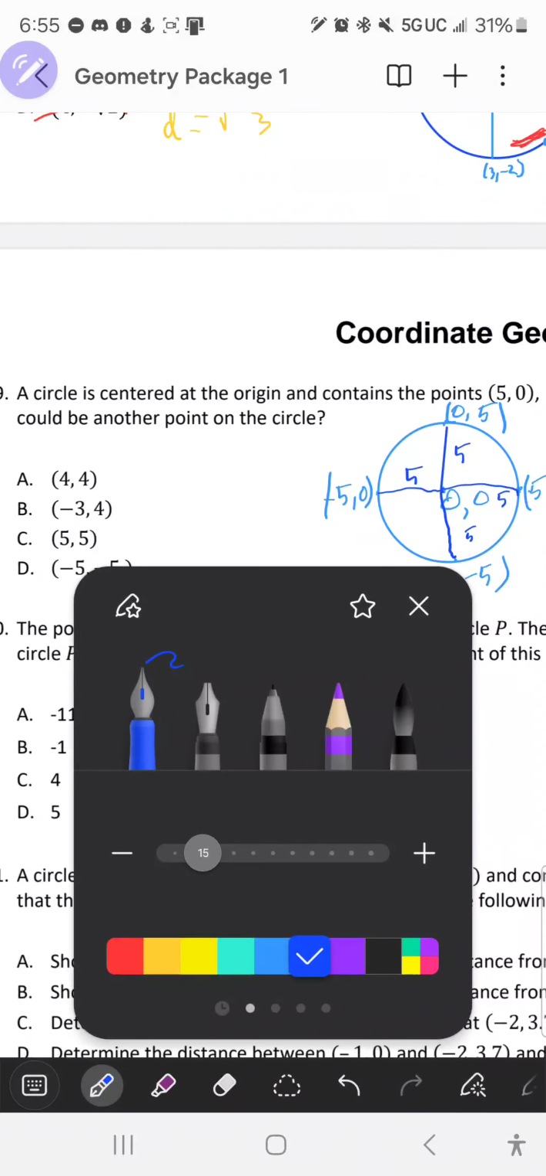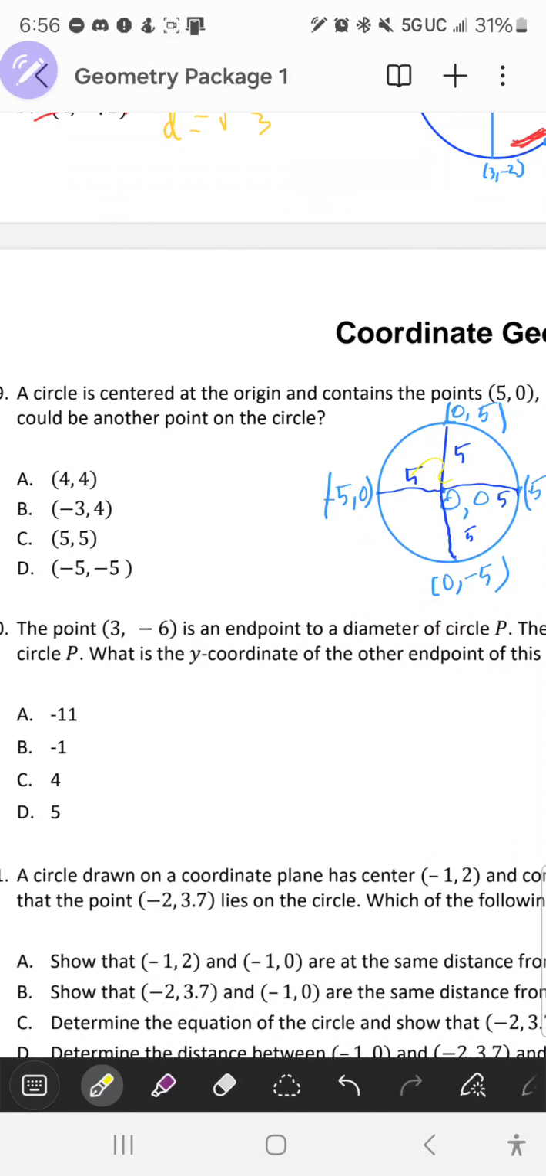Negative 3 is going to be over here, and then the 4 is going to be over here. And when I connect them, it's slightly outside, but we didn't calculate it, so we're not sure.